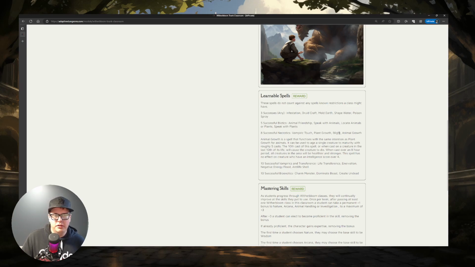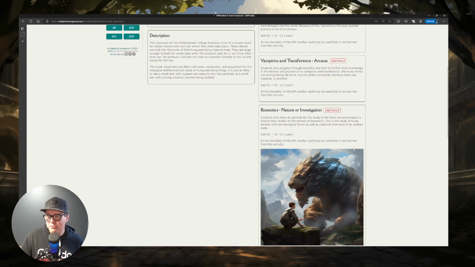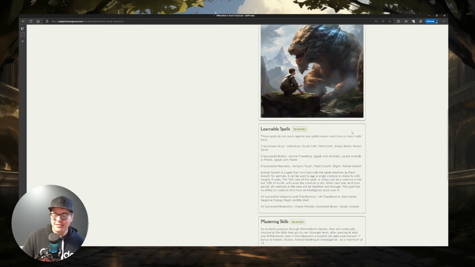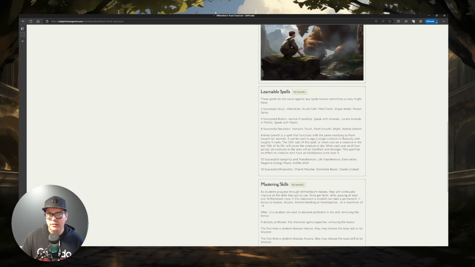And then necrotics, you get vampiric touch, plant growth, blight, animal growth. And that might seem a little weird. Why do you get animal growth and plant growth in necrotics? Well, that's because in order to study things dying, you need them to be alive and near the end of their life fast. One of the ways you can make that happen, and this is just my own fun interpretation, is to make them grow really fast. Making things grow really fast is a way to make them decay quickly. So in my mind, you can use these spells not only to make things live and flourish, but if you keep using it, eventually you're going to make them come to the natural end of their life a lot faster. So that's the idea there.